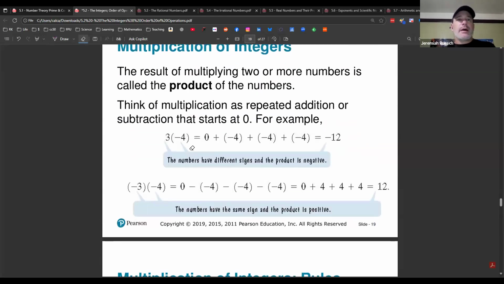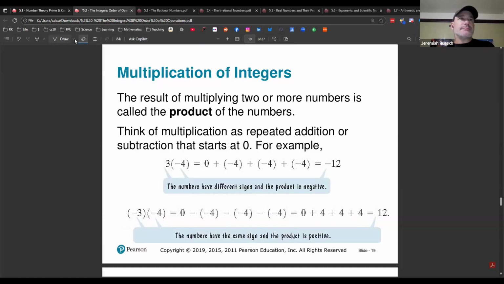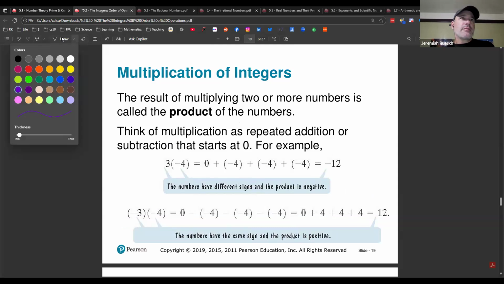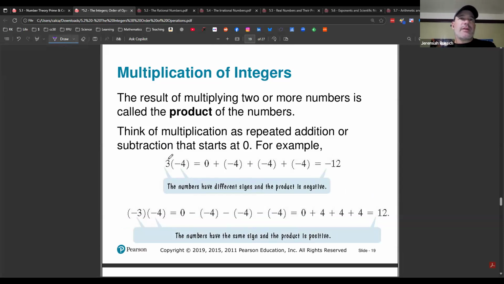Multiplication of integers. So here we have the product, which is the number of times that you're adding an integer together. And so in this case, what it's saying here is 3 times negative 4 means that you have 0 plus negative 4 plus negative 4 plus negative 4.